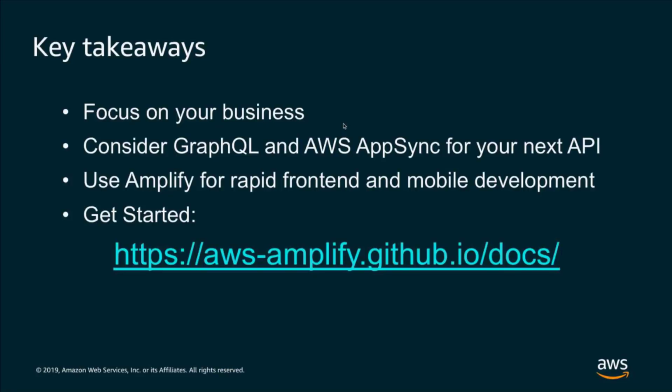So what are the key takeaways? The key takeaways here are that as a developer, you want to focus on what's important for your business, and you want to consider using GraphQL and AWS AppSync for your next API. You want to use Amplify for rapid front-end and mobile development, and it's easy to get started with it if you're a new developer in AWS, or even if you're an experienced AWS developer and you're just trying to figure out how to wire all these different services together to build a prototype quickly.